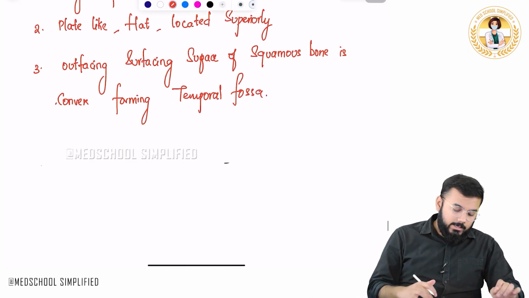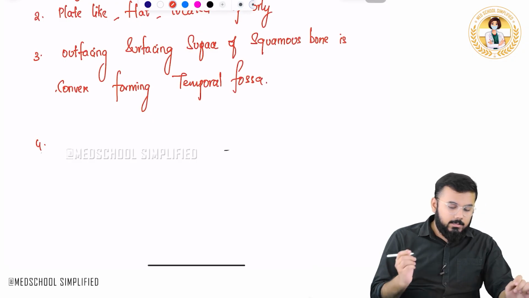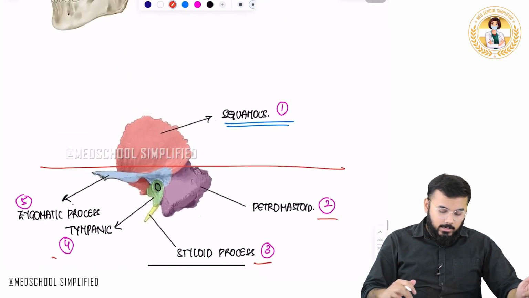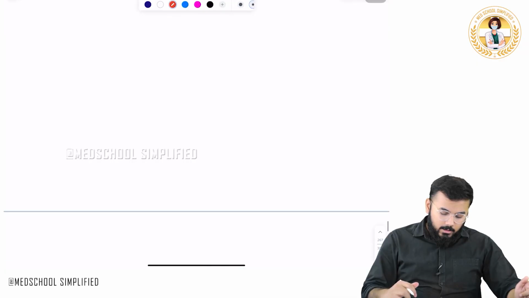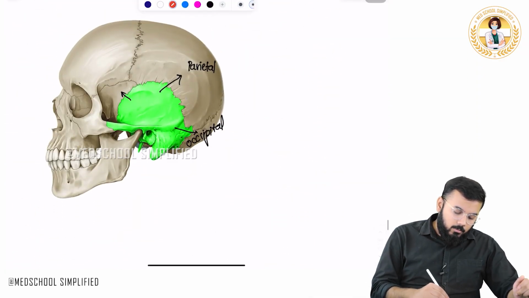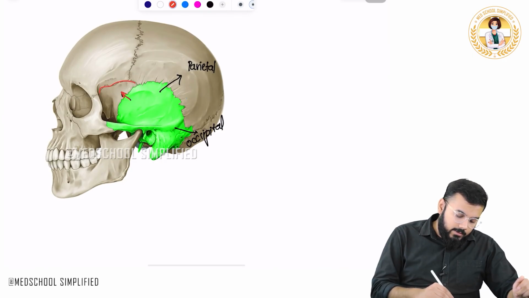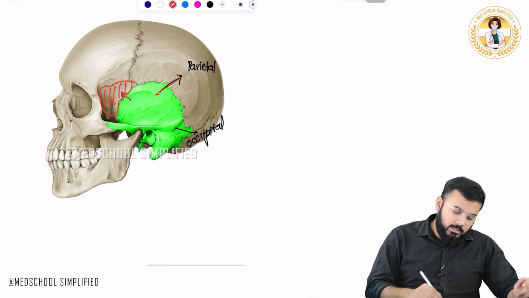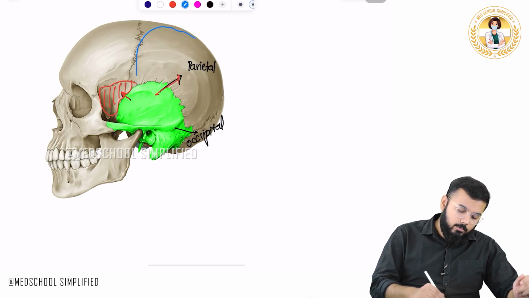Now the important thing is, anteriorly where does it articulate, and posteriorly where does it articulate? Look at this picture over here. In this particular picture, this is the temporal bone. Anteriorly it is articulating with this bone over here, called the sphenoid bone. Posteriorly it is articulating with another bone over here, right?